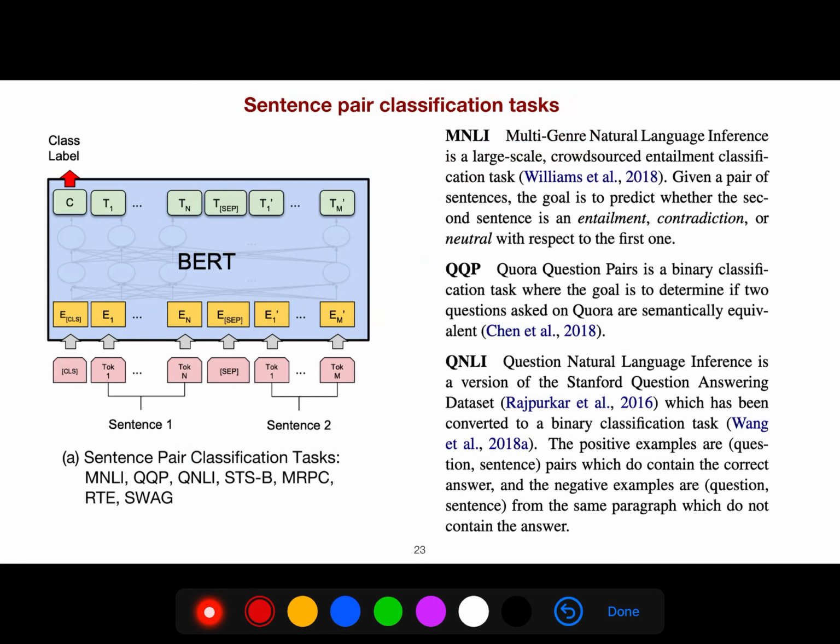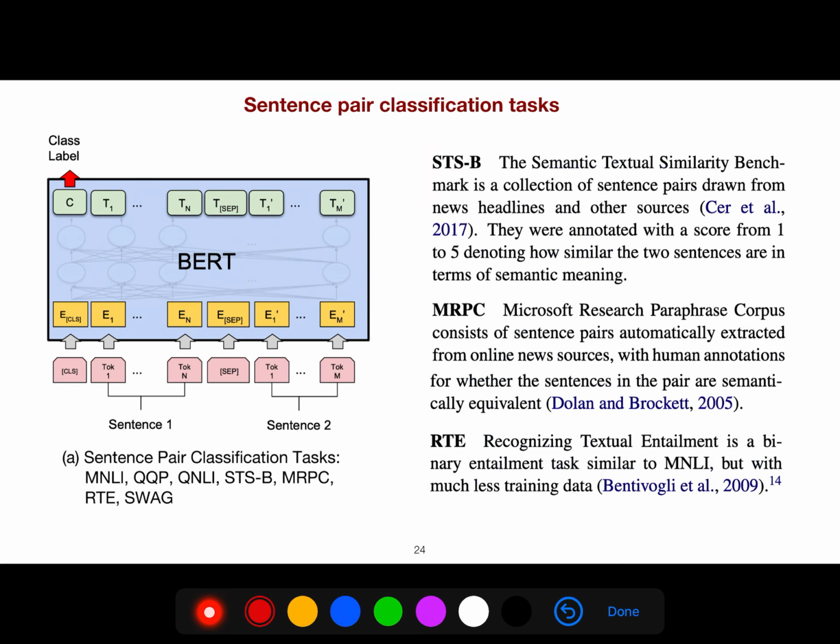So as I said, there are many data sets. For example, in the problem of multi-genre natural language inference, this can be used for that. Or Quora question pairs is a binary classification. We want to know, are they semantically equivalent or not? And the next one is question natural language inference. You can use all of these because you're doing sentence pair classification.